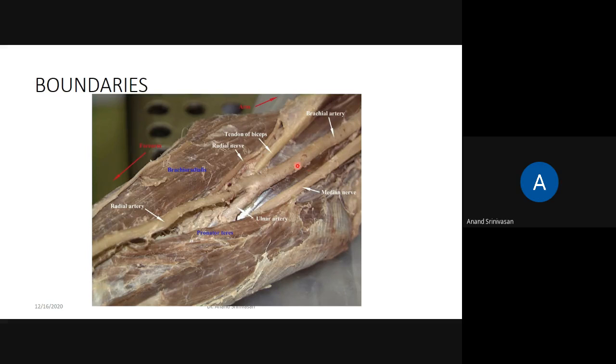The boundaries, it is bound medially by this muscle. Here you can see a muscle which is arising from the medial epicondyle. Okay, so what is the name of this muscle? Are you able to see? Pronator teres. Okay, pronator teres.